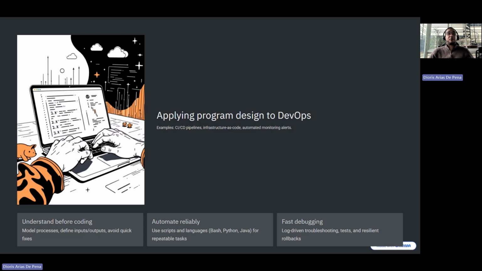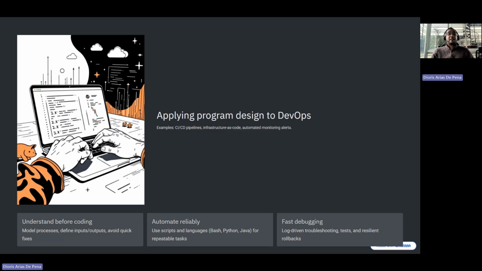Second, programming languages help me to automate repetitive work. For example, I can use scripts to install software. I can also configure services, deploy applications, or manage cloud resources. This is very important in DevOps because automation saves time and also reduces human error.